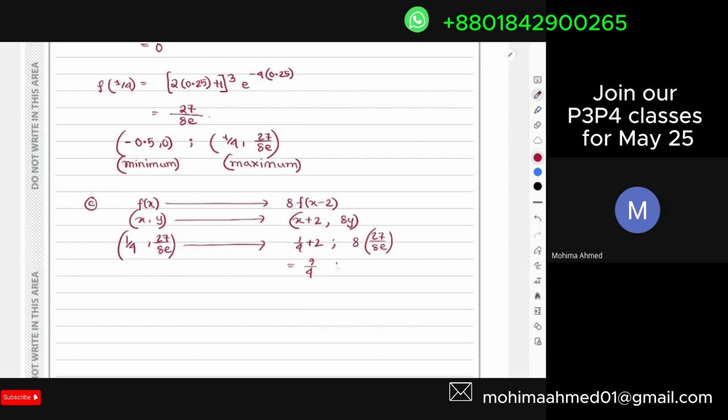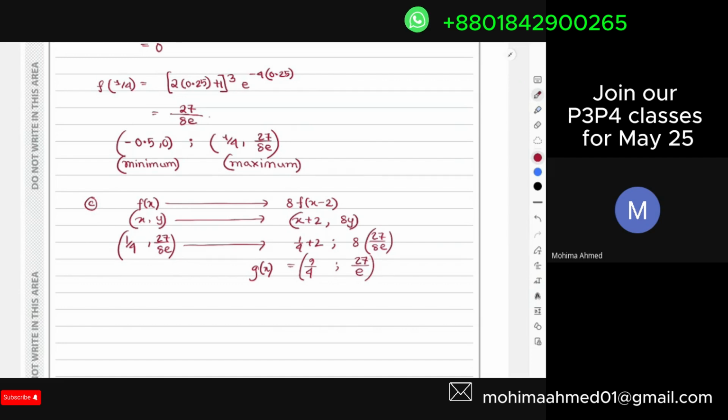So 8 cancels out, and you get 27 by e to the power. So this is the coordinate for your g(x). We calculated that using the translation process. Okay, then this is it for question 8. Now we'll quickly move on to question 9.